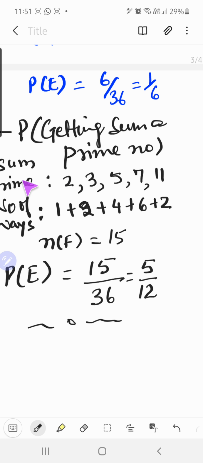Now how many ways of getting these sums? 2 is appearing only once when we get 1 and 1 on both the dice. So that means to obtain the sum 2, there is only one way. To obtain the sum 3, there are two ways, that is 1, 2, 2, 1. And there are 4 ways of getting the sum 5. There are 6 ways of getting the sum 7. There are 2 ways of getting the sum 11. Therefore, total number of favorable ways are 15 out of total 36. Therefore, the probability of this event is 5 by 12.